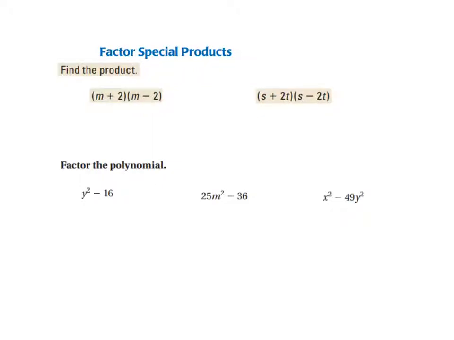Okay, so we are going to learn how to factor two special types of products today, okay? So we're going to start like we've started for a lot of things. We're going to have two binomials here. I want you to notice the first terms match, the last terms match, the signs are different. I want you to multiply these, and I want you to show that middle step.